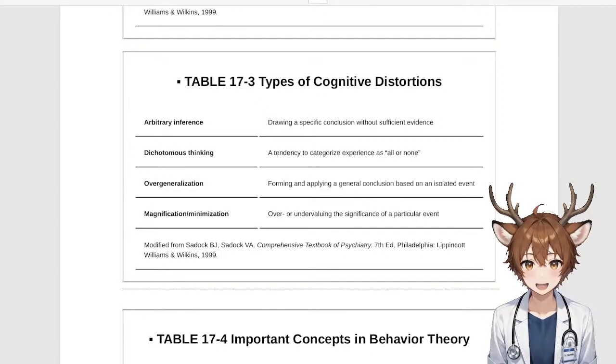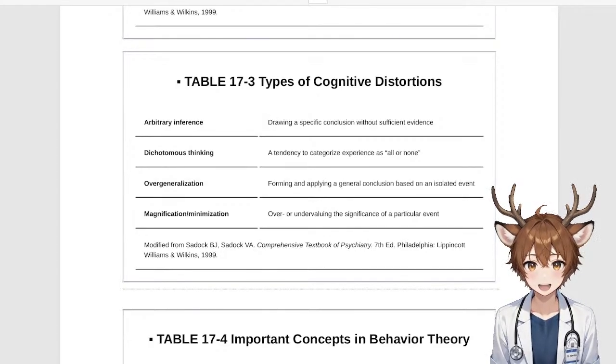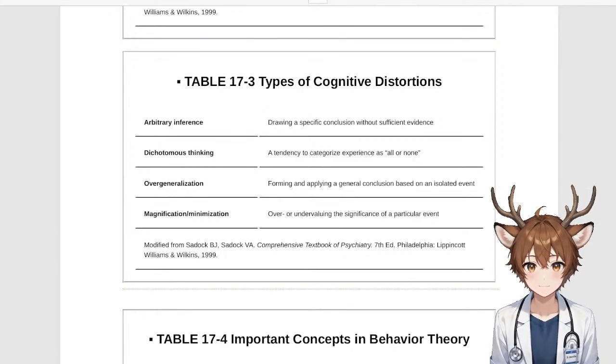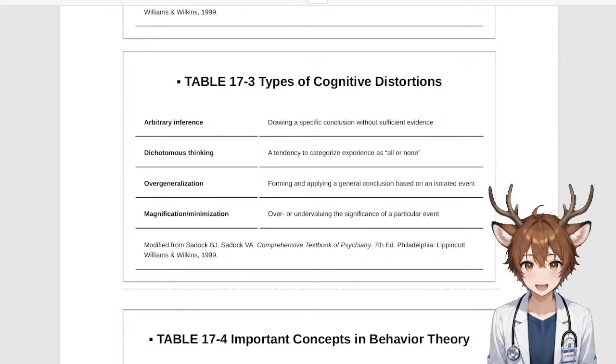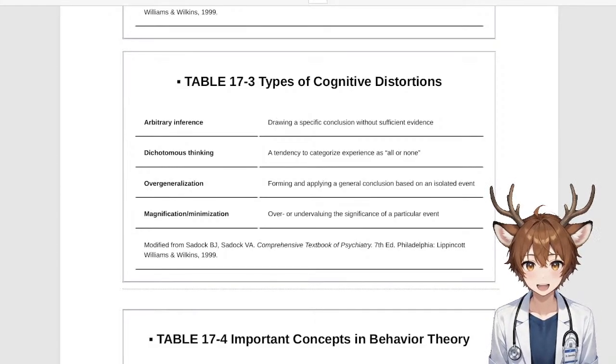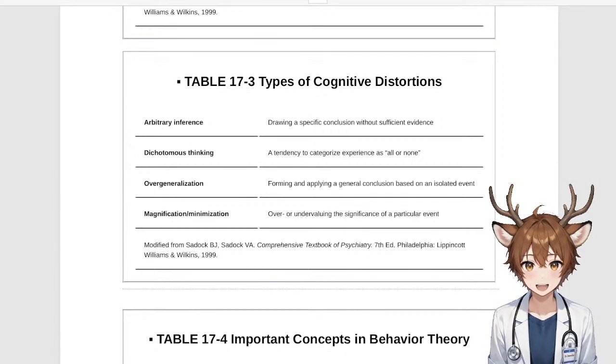Table 17.3, types of cognitive distortions. Arbitrary inference, drawing a specific conclusion without sufficient evidence. Dichotomous thinking. So this is related to cognitive theory, about cognitive distortions that are kind of warping your understanding of how things work and creating a lot of problems for you personally, like these maladaptive tendencies. So arbitrary inference, drawing a specific conclusion without sufficient evidence, so you just have a warped understanding of what's going on.